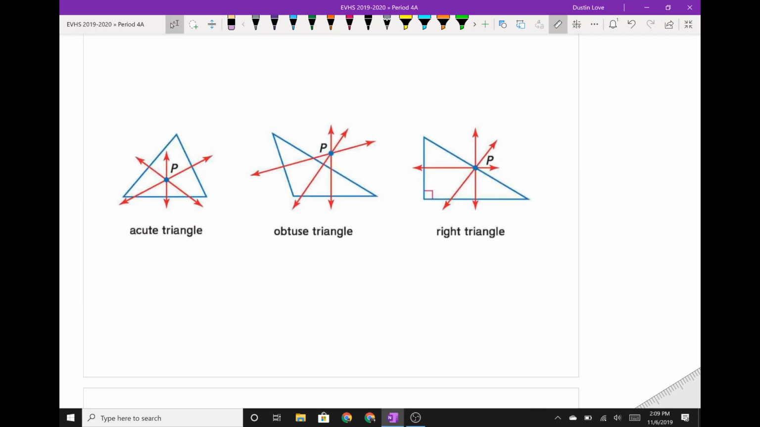Now, here's the interesting thing about circumcenters. They don't have to be inside. For an acute triangle, yes, they will always end up inside the triangle. For an obtuse triangle, they get forced in this direction. You don't have this picture on your notes, but it ends up being the back side of the one that comes off the longest side, which intersects with the other two, and the circumcenter is outside the triangle. For a right triangle, it ends up on the hypotenuse. So the circumcenter does not always have to be on the inside.